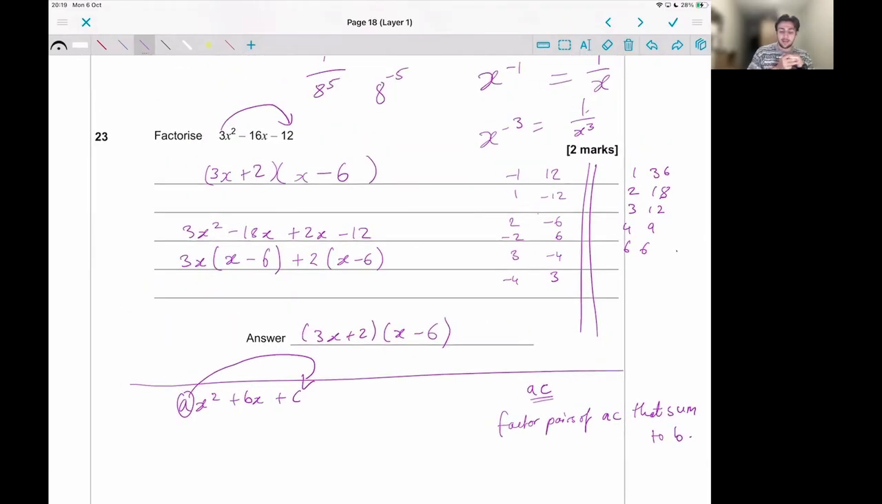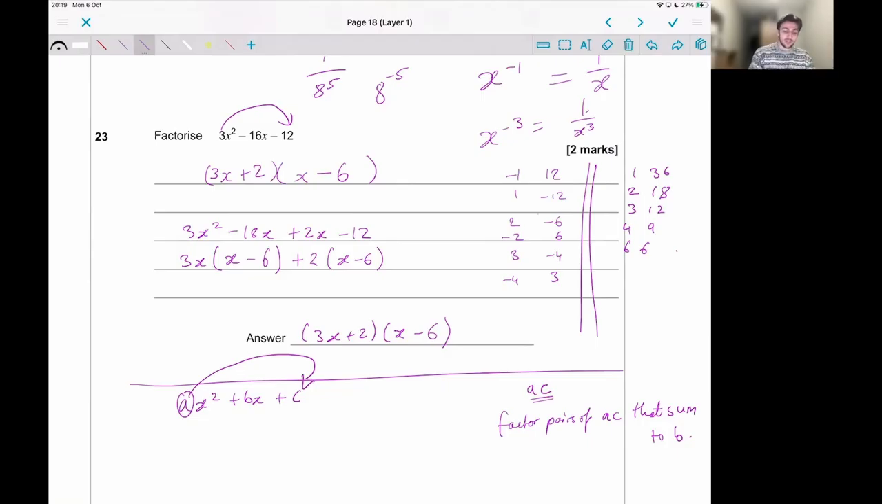If you can't do that, but you can spot it, great, go for it. Learning how to do this is useful. It's the only sort of reliable method to solve these types of questions, other than, of course, if it's a calculator paper. What else could you do? You could use the quadratic formula.